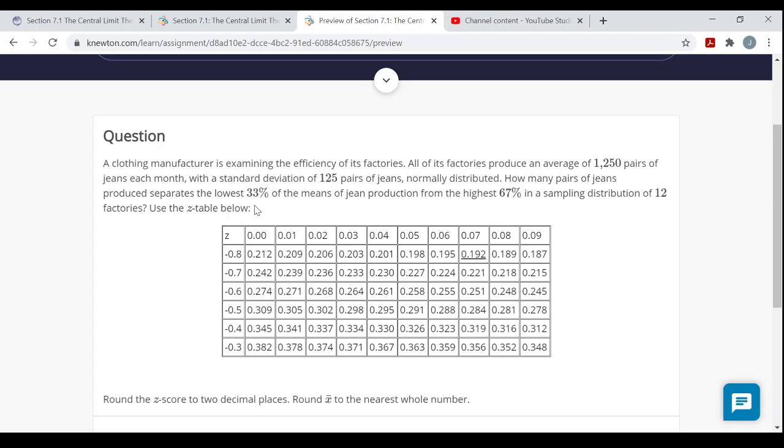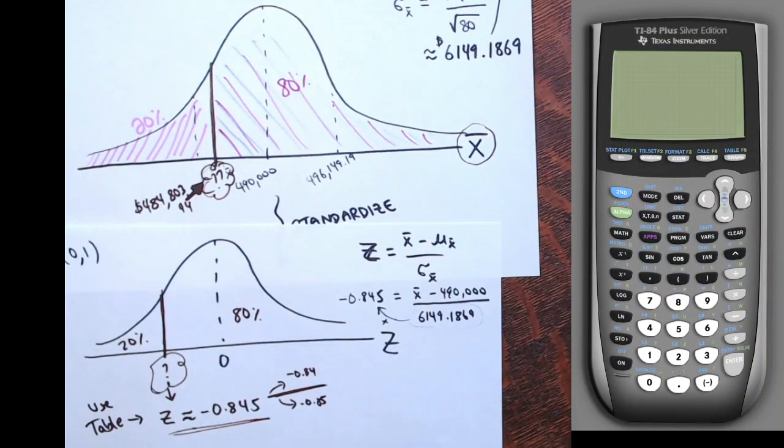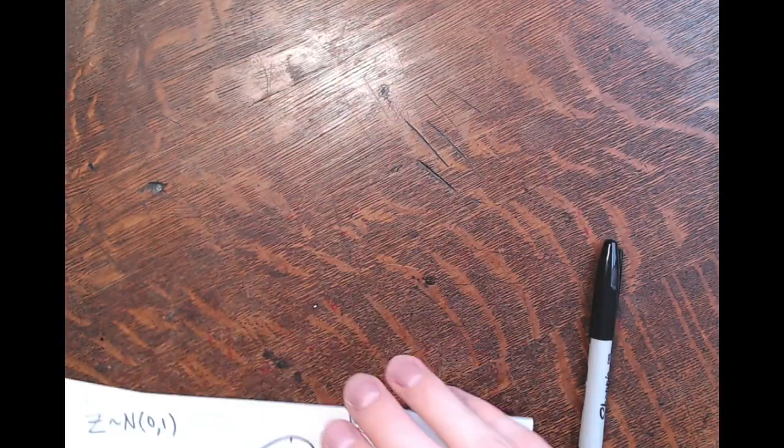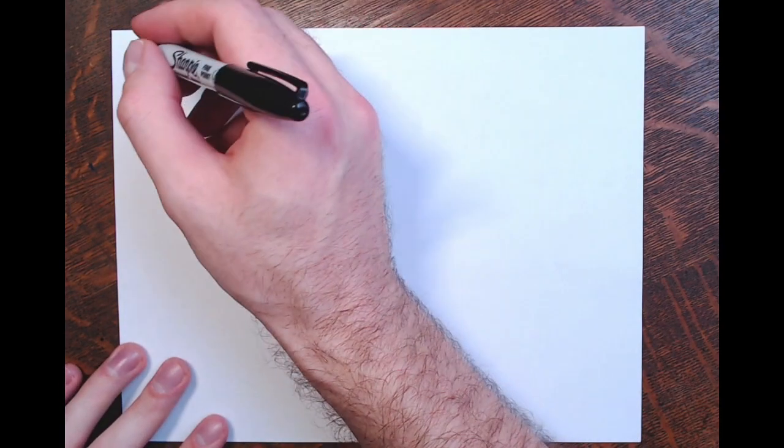All right, so I'm going to do the same kind of picture where I'm looking at this table, and I'm trying to separate the lowest 33% from the highest 67%. So I'm going to draw a picture again. Another bell curve. Oh, and I'll also show you maybe how we can use a calculator, although based on the way they rounded things, I don't know if the calculator would help you, because the calculator might go too accurate. They seem to want you to do a certain procedure and round things to certain places. So a calculator might just get you close.